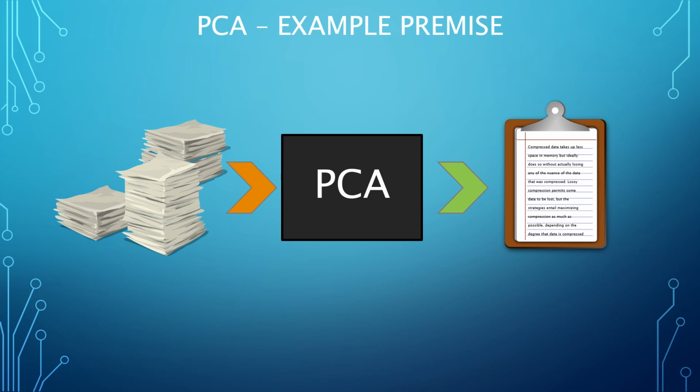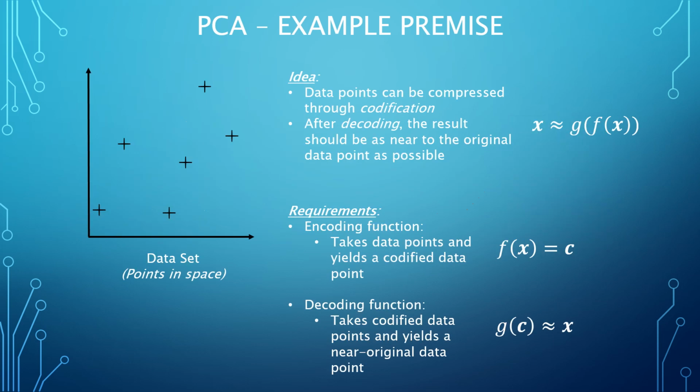So that's our premise. We have a collection of m points in n-dimensional space. So for an example, we're going to use two-dimensional space. The way that this will be done will be to transform each point into a codified data point in a lower dimensional space. So what we need is an encoding function that takes in a data point and returns a different point in lower dimensional space. And to supplement that, we need a decoding function, which will take in the encoded data point and return an output, which should be as close as possible to the original input.